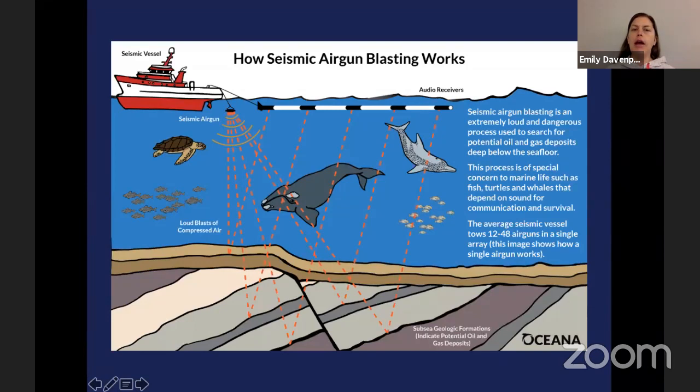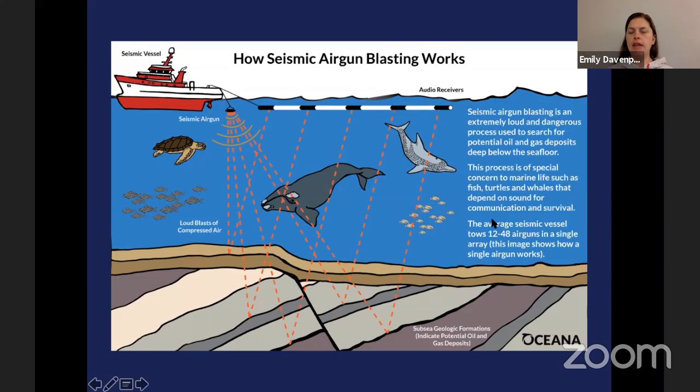It's kind of like echolocation, in that we're sending out these blasts of compressed air and they're bouncing off the seafloor, and they penetrate the layers of the seafloor and give us an idea of what is down there based on how the sound bounces back. The different layers in the seafloor, they can tell when they find a big layer of, say, oil or gas that's in that seabed. But it's loud and it's disruptive to a lot of marine life.